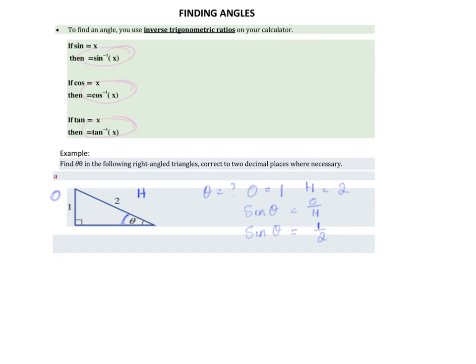Now I want to get that theta by itself. To get the theta by itself, I've got to bring the sine over the other side. And when I bring it over the other side, that's when it becomes inverse sine. And it's inverse sine of a half. We put that into our calculator. You'll find inverse sine in exactly the same spot as sine on your calculator. So when I put that in, I get inverse sine of a half, theta becomes 30 degrees.